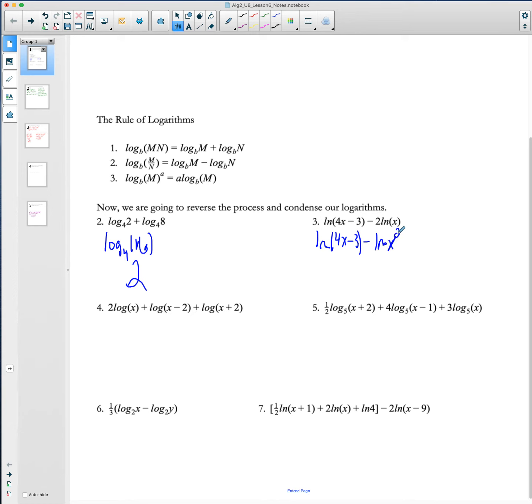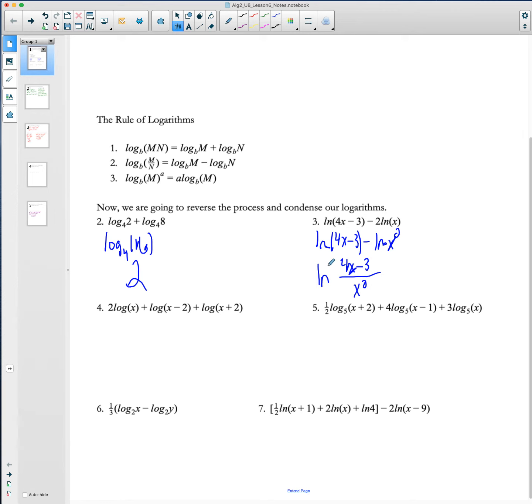Okay, now once I've done that, now what I see is I'm subtracting 2 logs, right? And that means we're now going to use property of our quotient rule. So now I'm going to rewrite this as a quotient. So natural log, and then this is going to be my numerator. So 4x minus 3 is my numerator. And that would be over x squared. Okay? And that is our quotient.